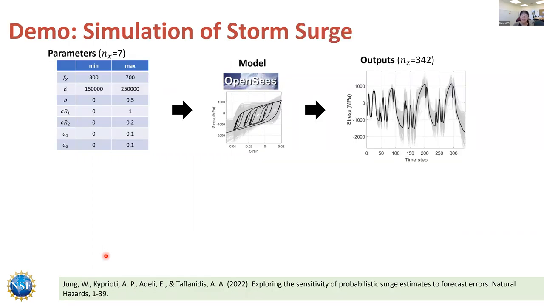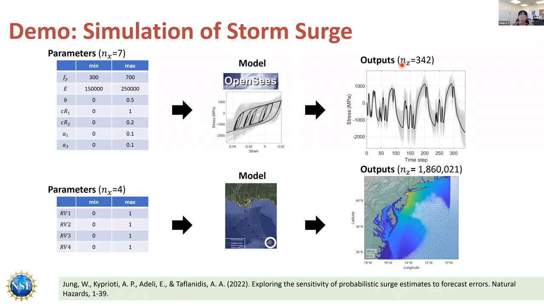And now we will move on to the storm surge example. Until now, we saw a material model that has 7 parameters and 342 output quantities of interest. Now we want to scale this up to another model, which has about 2 million outputs and 4 random parameters. And this model is a storm surge simulation.